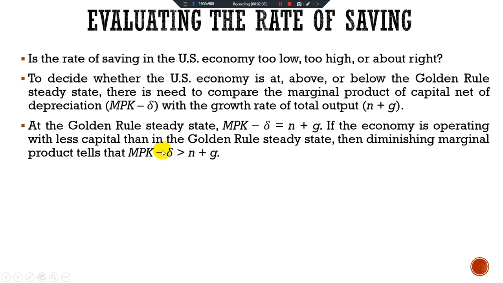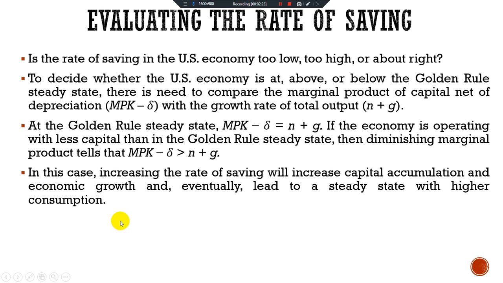We know that MPK minus delta represents the marginal product of capital net of depreciation, and n plus g represents the growth rate of total output. In this case, increasing the rate of saving will increase capital accumulation and economic growth, and eventually lead to a steady state with higher consumption, although consumption will be lower for part of the transition to the new steady state.